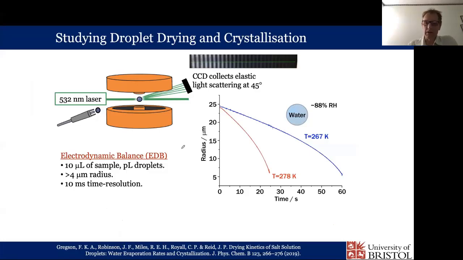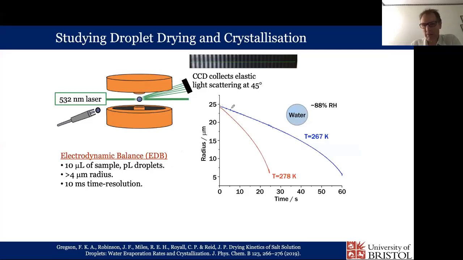So starting off on the single droplets, we're going to look at crystallization. So this is work done in Bristol by Jonathan Reed's group. They have what's called an electrodynamic balance. This suspends a small droplet within an electric field. They shine a laser across it which scatters light, and they collect the signal from the light. And from that you can get very accurate size of the droplet.